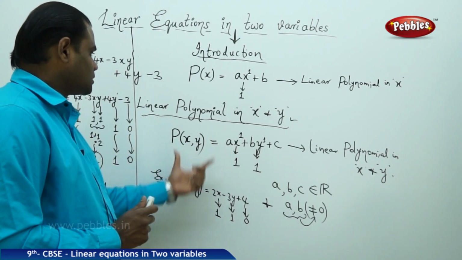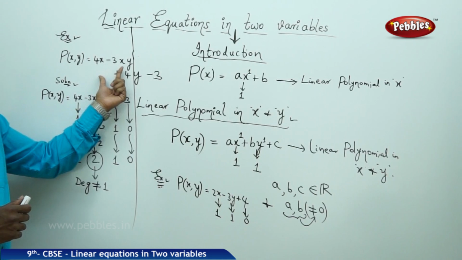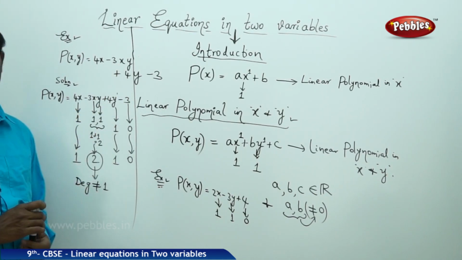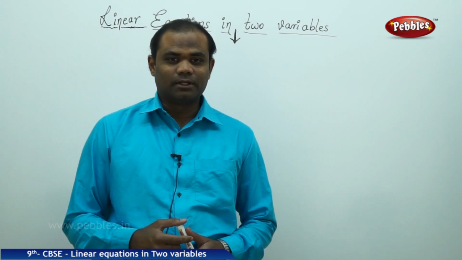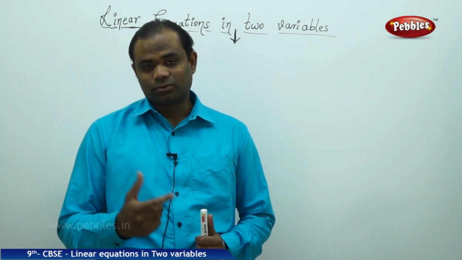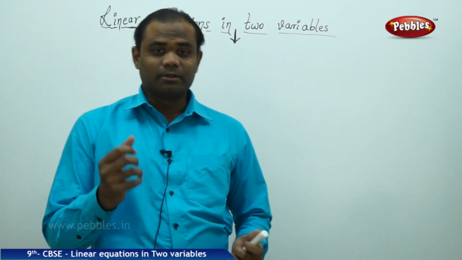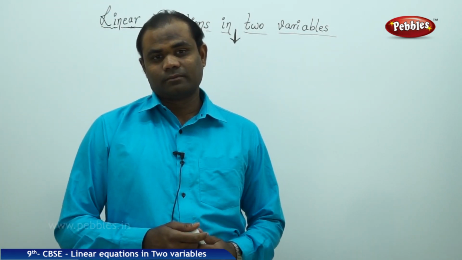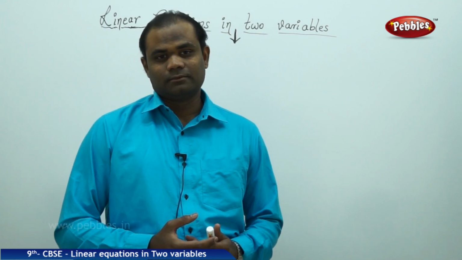So this is a linear polynomial in x and y, and this is not a linear polynomial in x and y. Now that we have discussed linear polynomial, let's enter into discussing a linear equation in the same two variables x and y. Linear equation in two variables x and y. Definition.